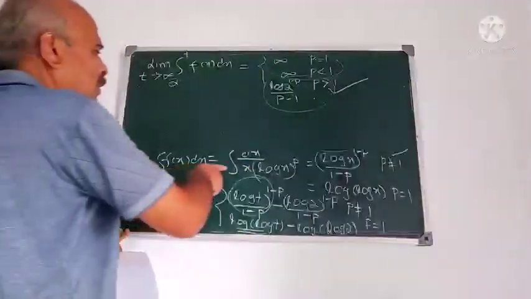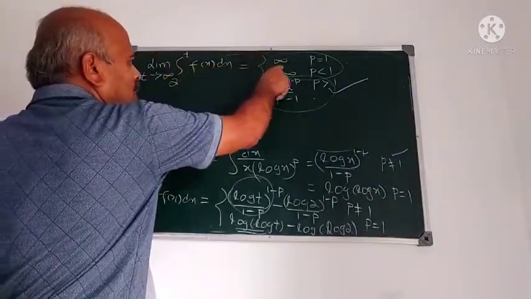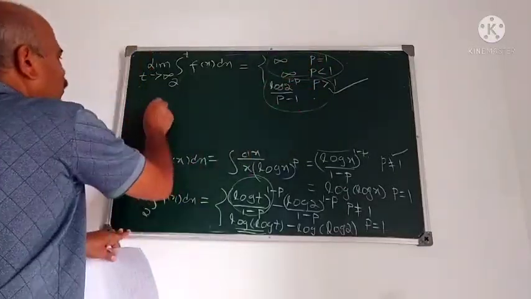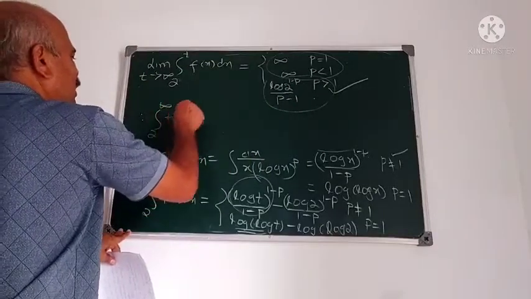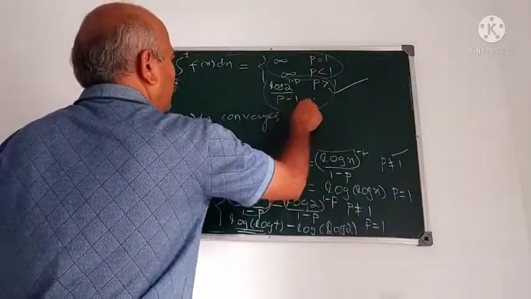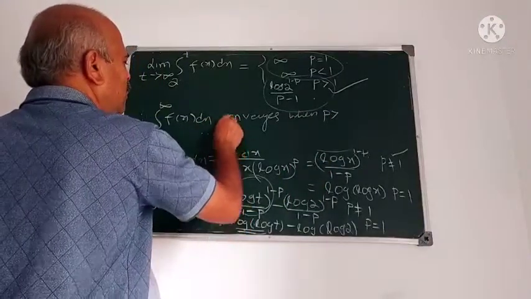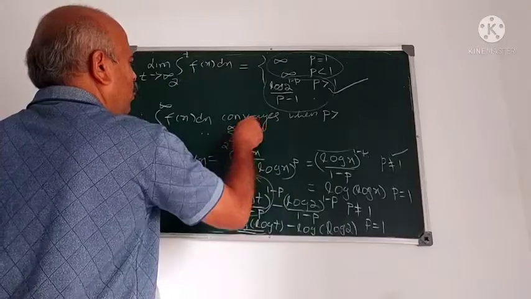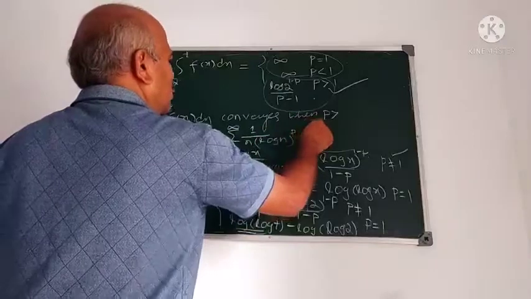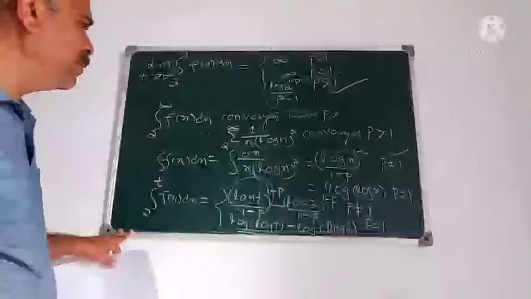We say that this integral from 2 to infinity of f(x) dx diverges when p is less than or equal to 1, and converges when p is greater than 1. Therefore, the integral from 2 to infinity of f(x) dx converges when p is greater than 1. Therefore, sigma from 2 to infinity of a_n, 1 upon n (log n)^p, converges when p is greater than 1.